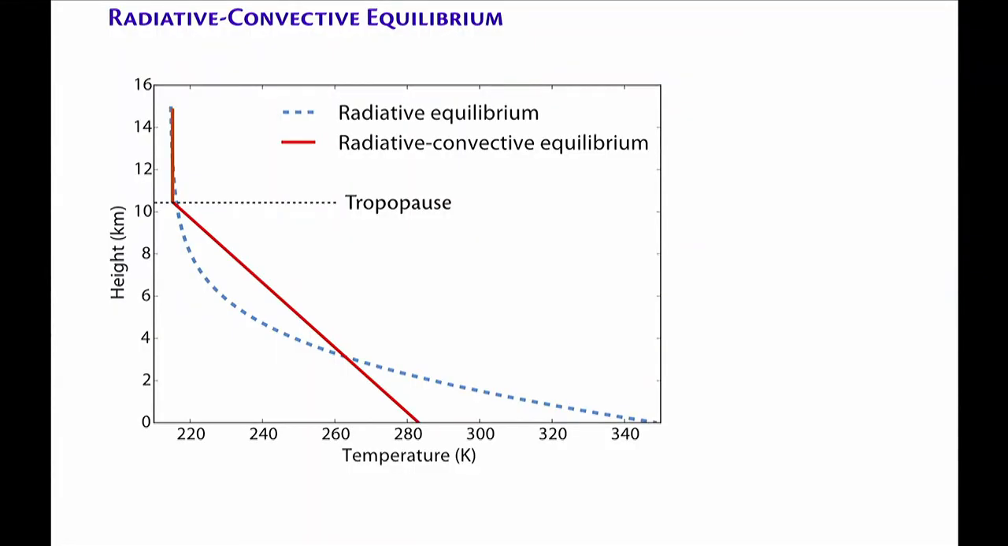It's going to reduce the temperature gradients here, and so you're going to get convection until this temperature reaches the radiative equilibrium temperature, and then you're no longer unstable. And this break here is the tropopause.